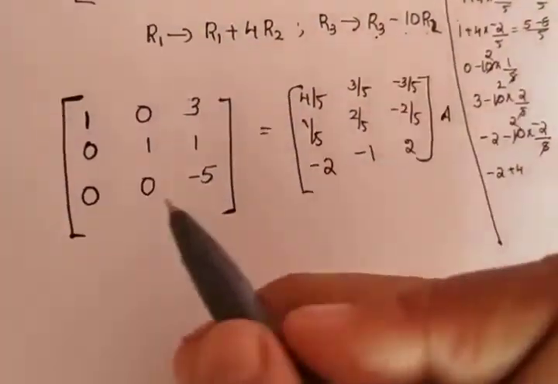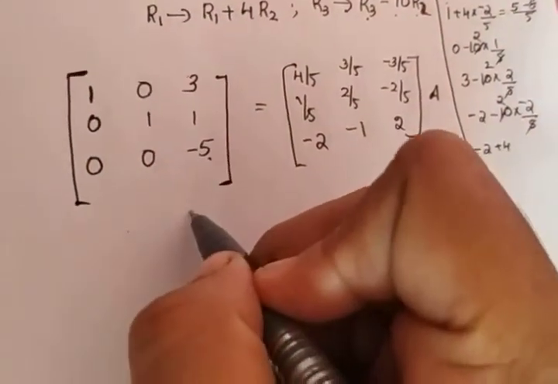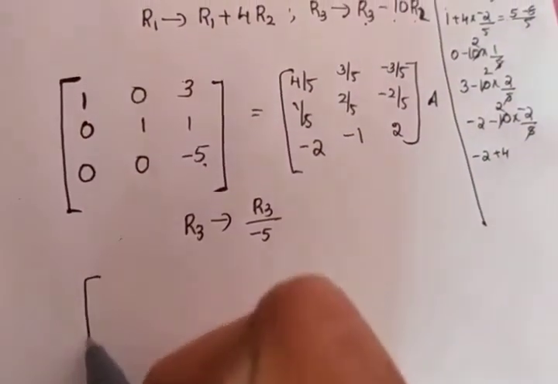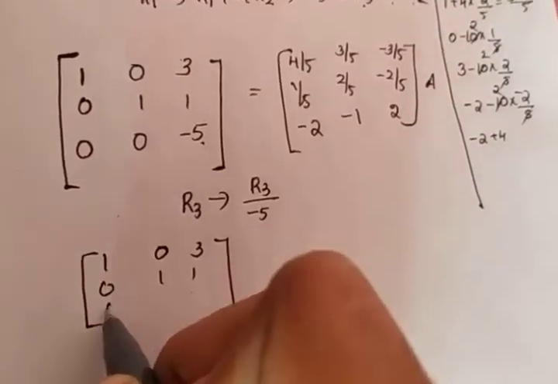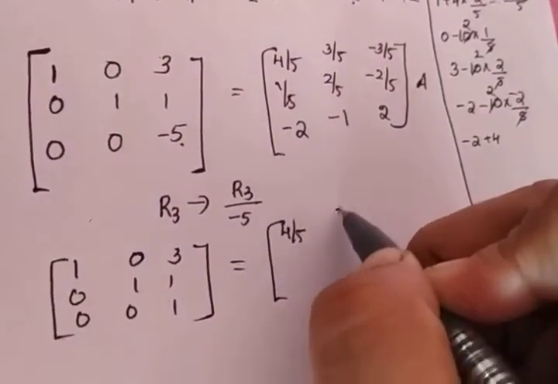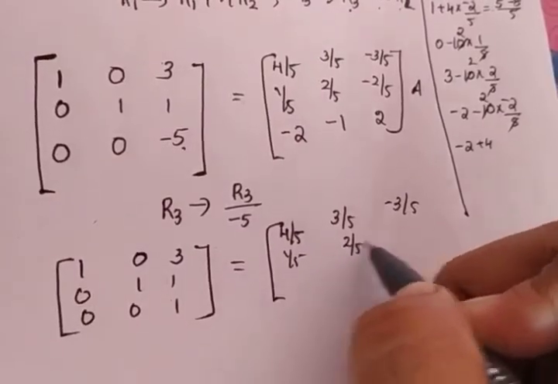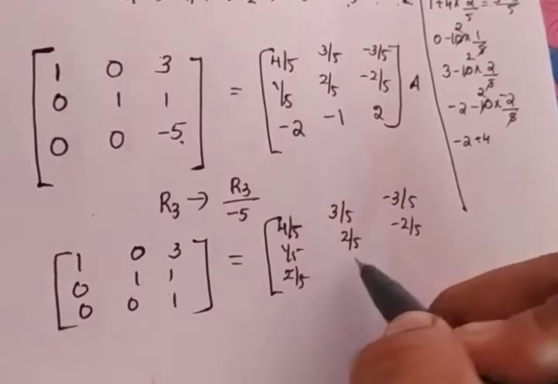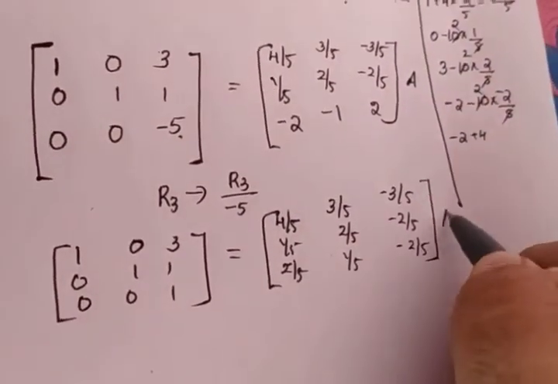Again the last step is we have to make this minus 5 into 1. What we can do is just divide throughout by 5. So R3 changes to R3 by minus 5. So what we get is 1, 0, 3, 0, 1, 1, 0, 0, 1 equal to the right side 4 by 5, 3 by 5, minus 3 by 5, 1 by 5, 2 by 5, minus 2 by 5. We have to divide with the minus 5. So it will be 2 by 5, 1 by 5, minus 2 by 5 into A.